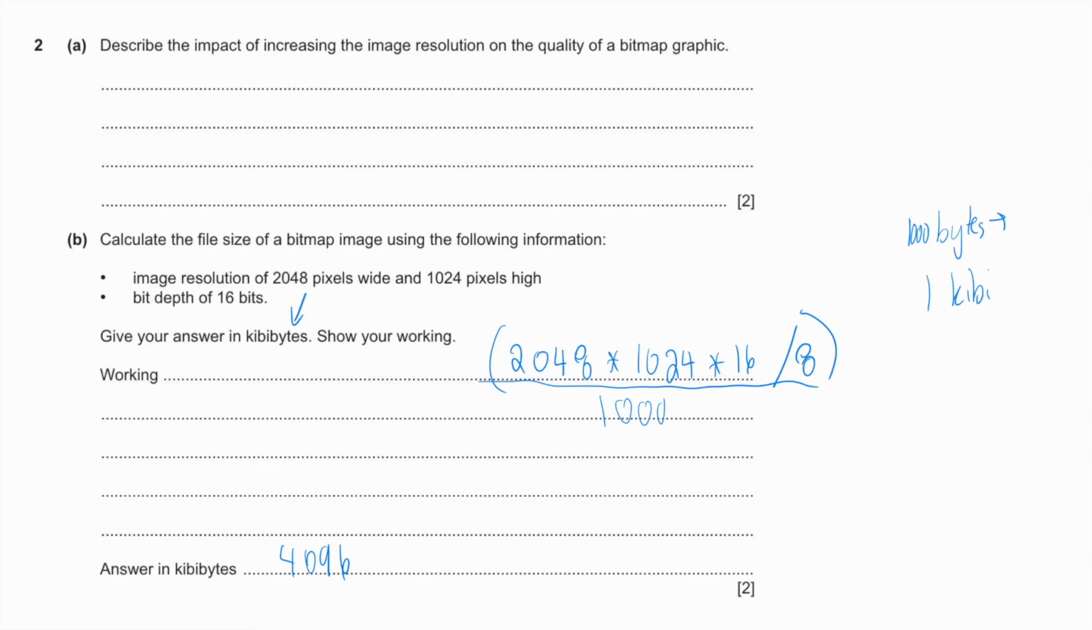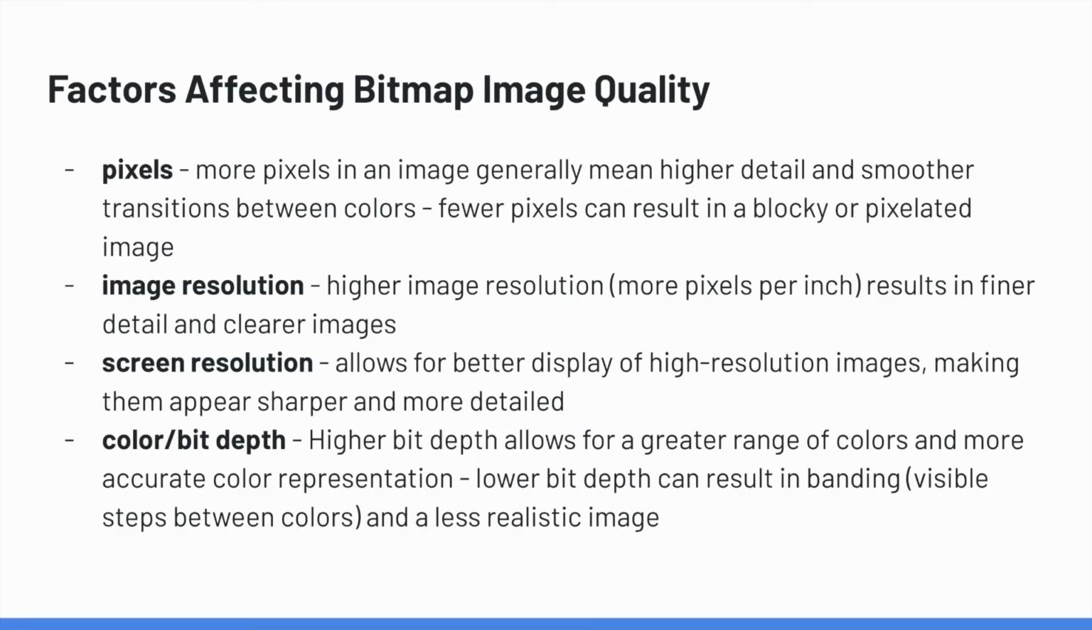4,096. Now let's take a look at some factors that affect the image quality of bitmap images. There are a bunch of terms here that we've gone over before. So the first two I want to look at are pixels and image resolution. Basically, if we have an image, the more pixels we have in a given area, the more detail that we can represent, the clearer the image is going to be.